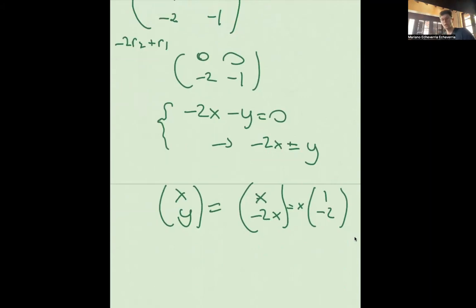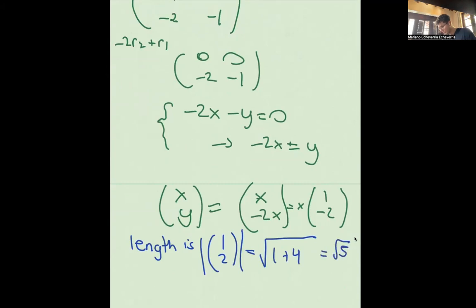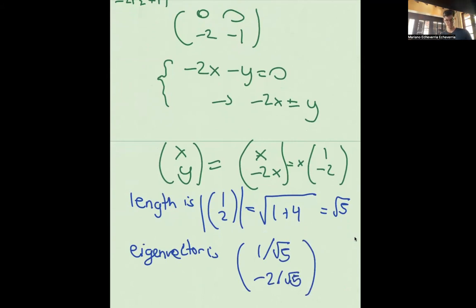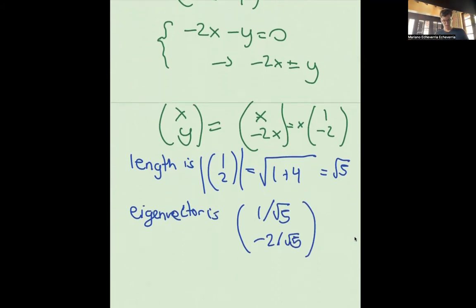So that's the first one. But again, what's the length? You must always rescale it. So the length is 1 plus 4, in this case, root of 5. So the eigenvector is not the one that we found. This is just a rescaled version. So the eigenvector is 1 over root of 5, minus 2 over root of 5. And okay, so that's the first one.